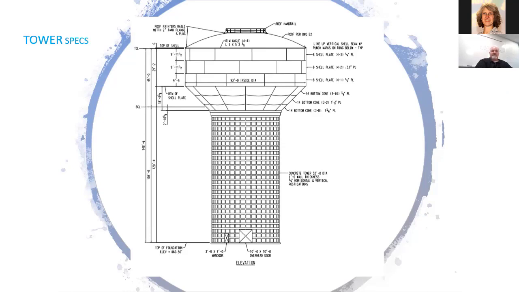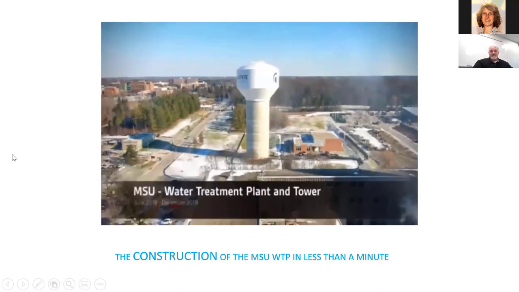This is design specs for the new water tower. The total overall height is just above 160 feet. 120 feet to the bottom of the bowl, and a capacity of 2 million gallons. Here we have a little video from the construction of the tower and the plant.